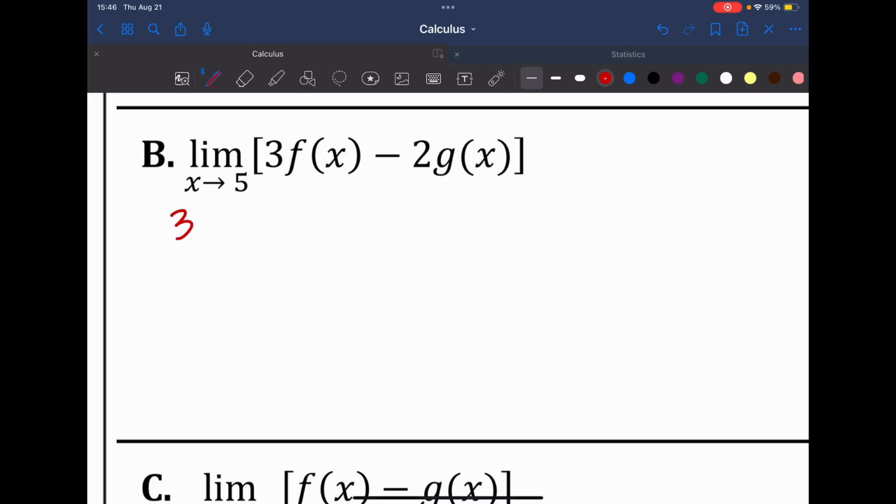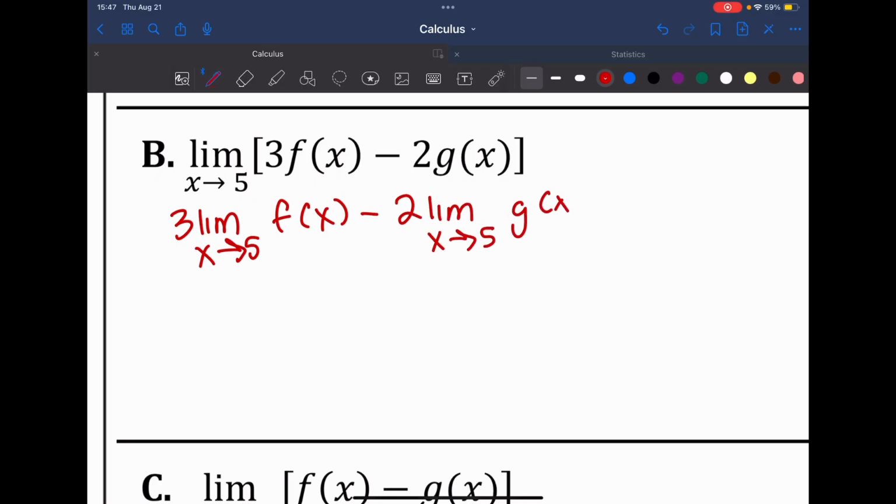So I can write this as 3 limit as x approaches 5 of f of x minus 2 limit as x approaches 5 of g of x. Okay. And then if I was to find the limit as x approaches 5 on f of x and g of x, I would find that for f of x it's 2, so this is 3 times 2, minus 2 times, for g of x would be 4, which gives me 6 minus 8, which is negative 2.